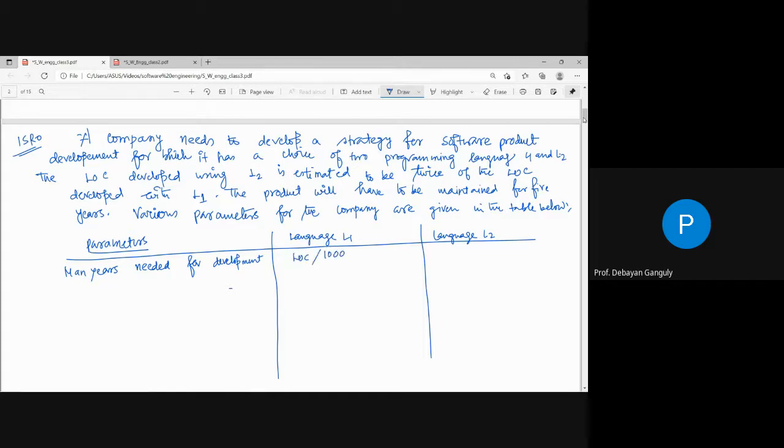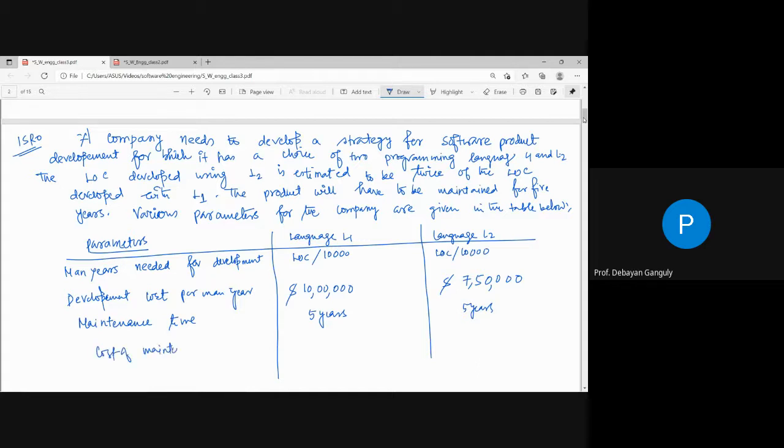Line of code 10,000. For language L2, this is also 10,000. Then development cost, that is given, and this is given. This is the development cost. And maintenance time is also given. This is for 5 years, and this is also for 5 years. And cost of maintenance per year, that will cost 1 lakh per year, and that is cost 50,000. So the other things are given.